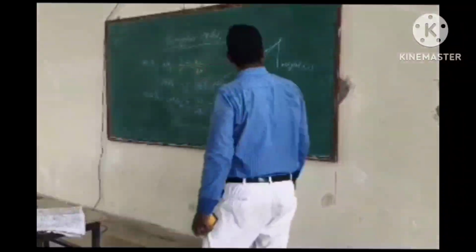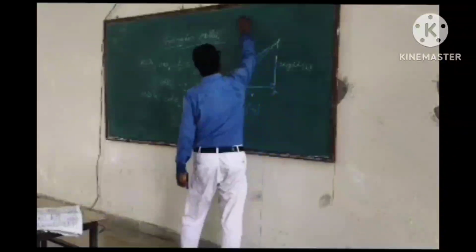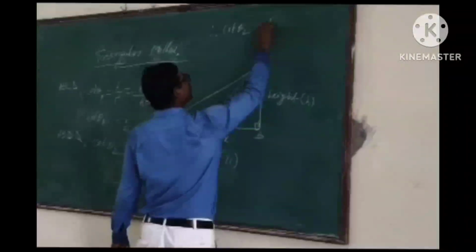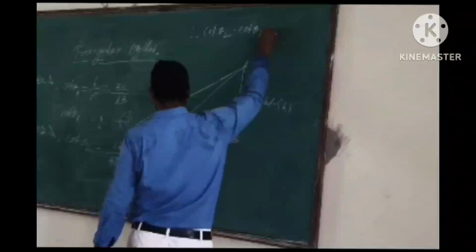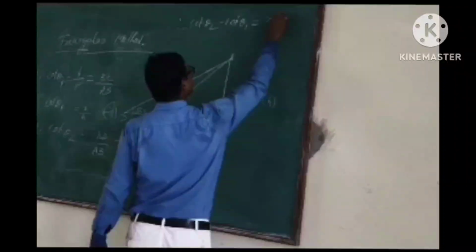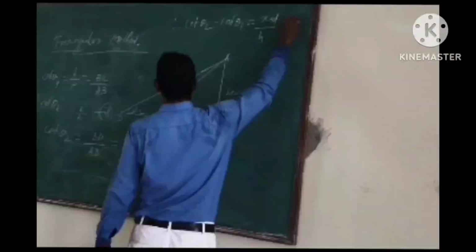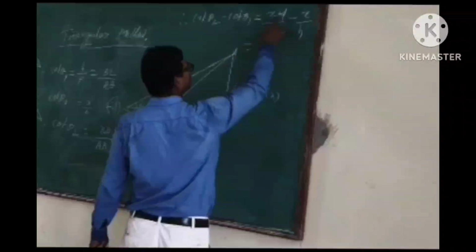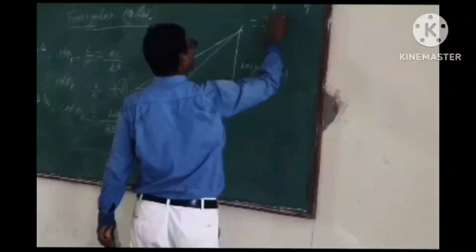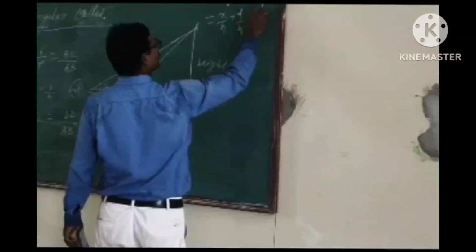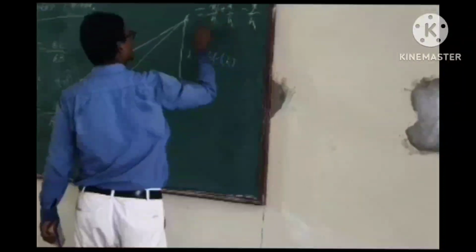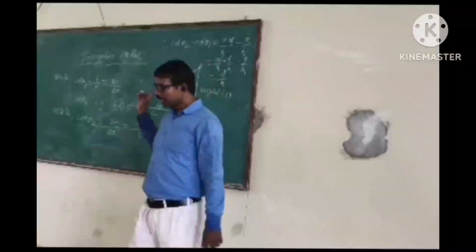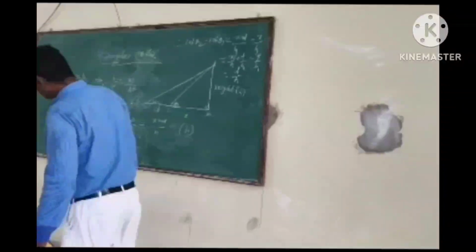Now, cot theta 2 minus cot theta 1. What are you getting for cot theta 2? X plus D by X minus X by X. So you can write this as X by X plus D by X minus X by X. Cancel, and you are getting D by X.